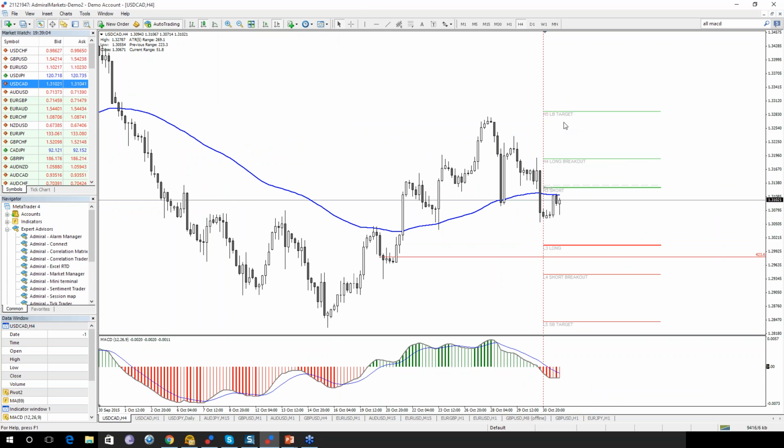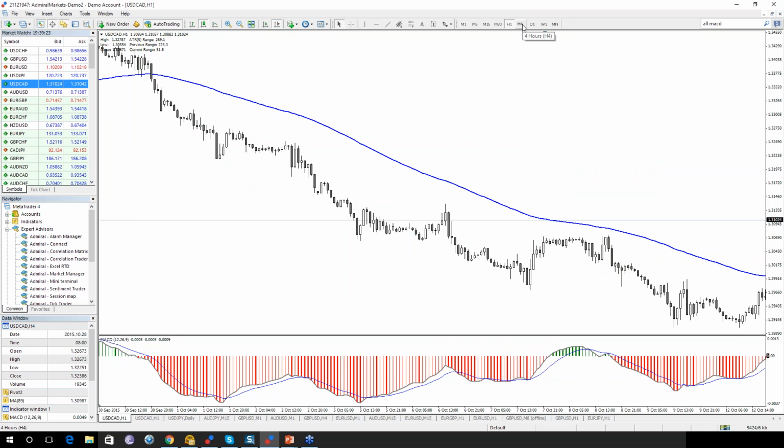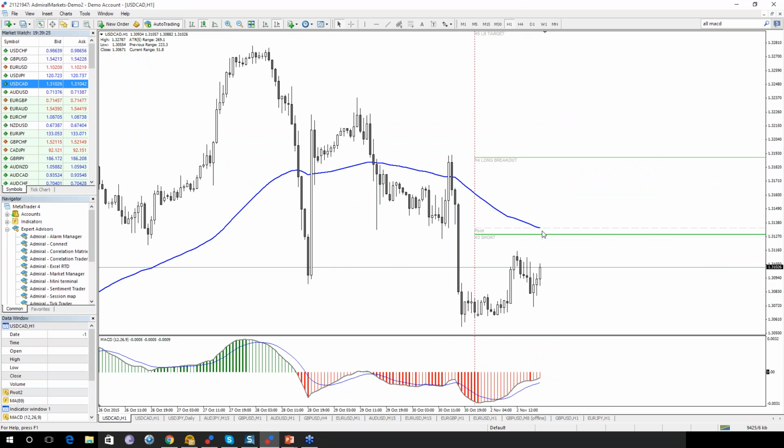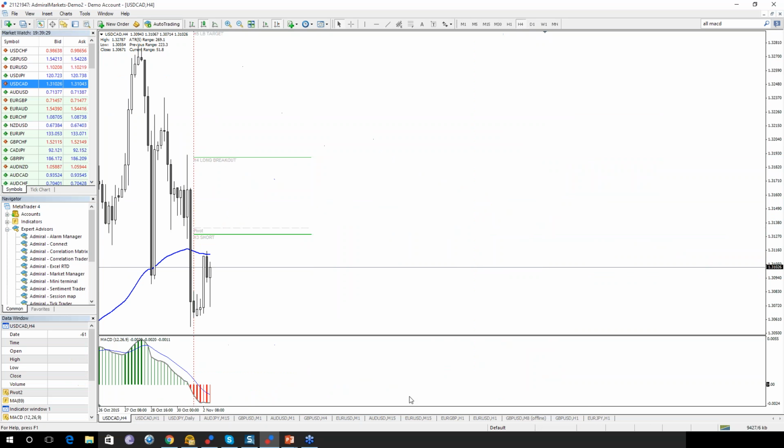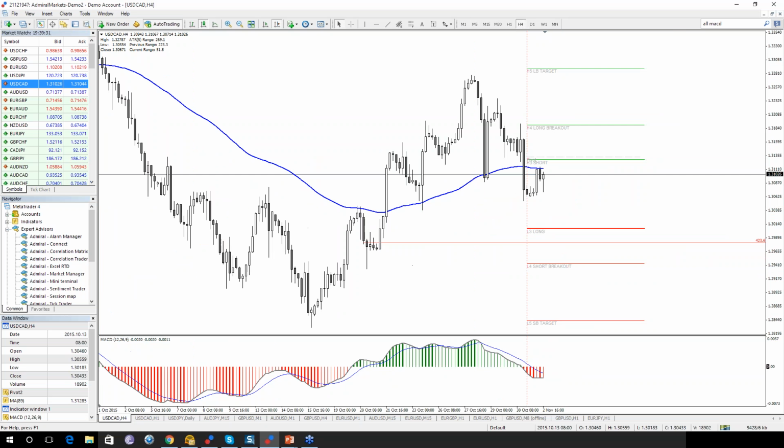So I could say this looks like a long setup, but in order to be qualified, it would need to come at least to these levels here. So just try to watch. If you see a pin bar rejection of the 89 EMA, go to the 1 hour chart. Look if there is some rejection to the upside or downside, then it could be at least a swing scalp.